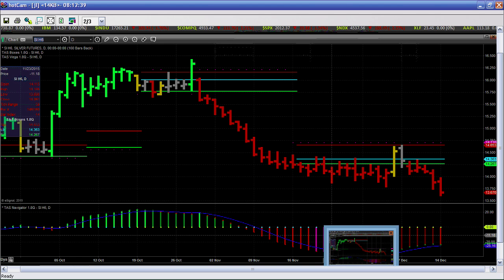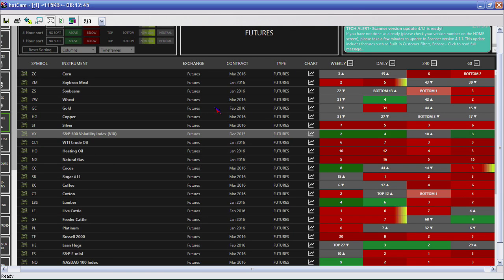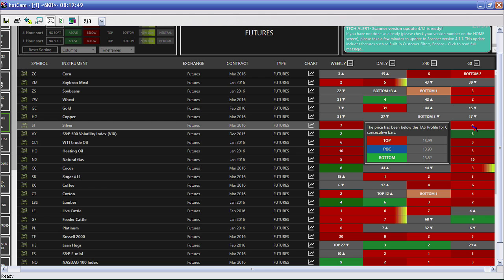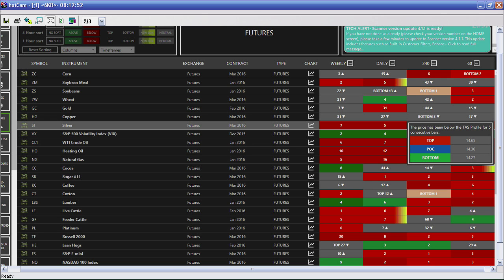I'm going to go to my futures section in our scanner, and I'm going to look at gold, copper, silver right there. Here we are, red across the board. No new green shoots whatsoever. No new profiles attempting to appear. This thing could continue to go down.